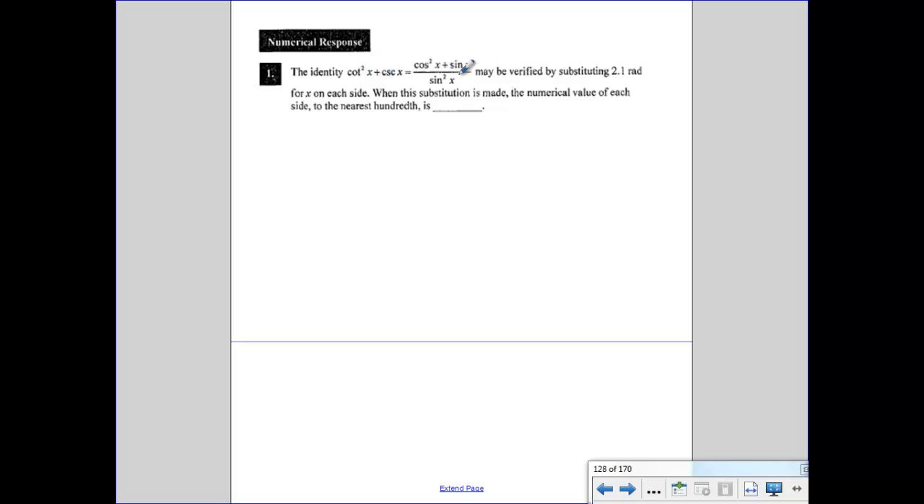Here, apparently, this stuff is supposed to equal this stuff. We could try to prove it by doing all those algebra steps that I was working on. Or what they've suggested here is, why don't you substitute 2.1 radians on both sides of the equation? Wherever you have x, make it 2.1. And the question is, when you plug in 2.1, what will both sides of the equation equal?